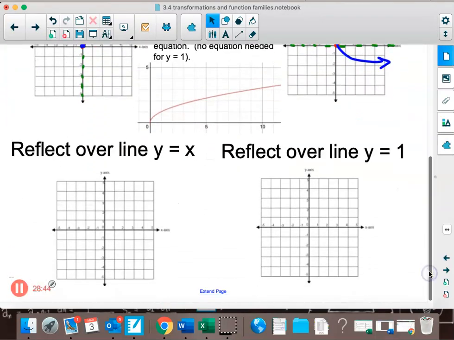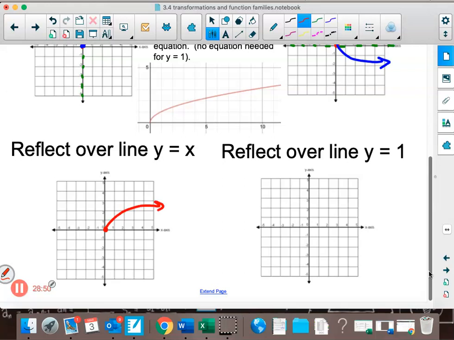Okay. So, I draw the original. There's the original. There's the line y equals x. Perfect.